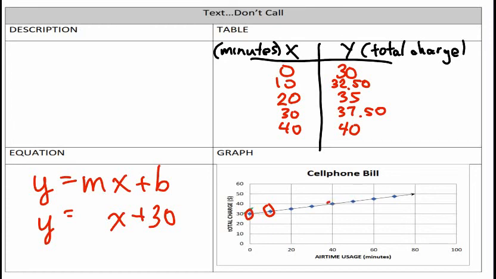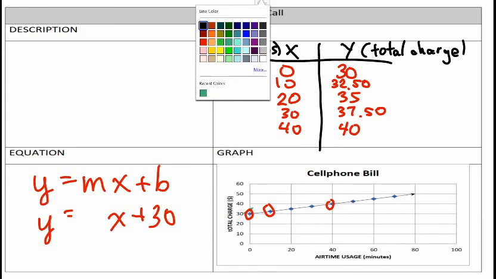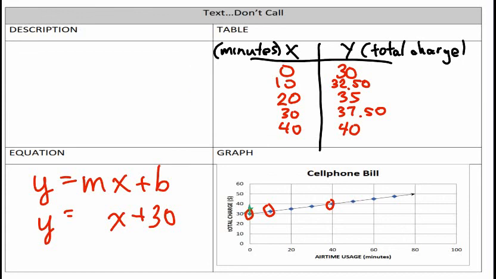I'm also very confident in this order pair right here at 40 and 40. Now, I have to be very careful with my scale. This is the biggest threat or the biggest risk when you're using rise and run, is that if the graph is not counting by ones, you have to be very aware of that. So I'm going to rise, and then I'm going to run.